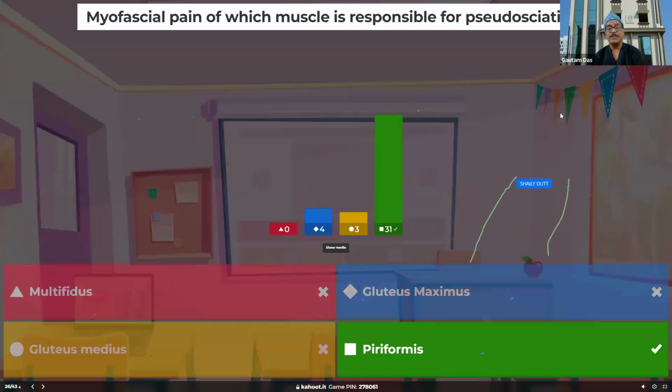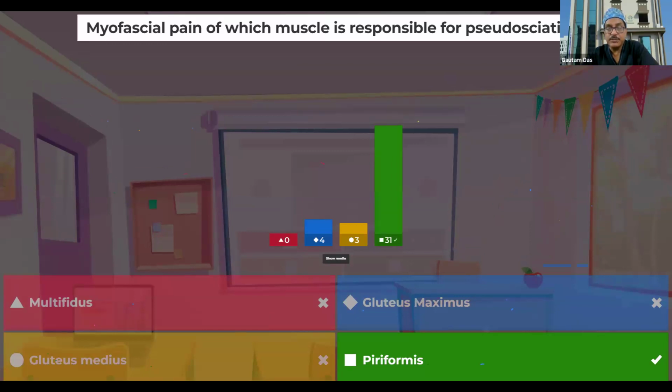Yes, piriformis. Why? Because the sciatic nerve lies just in front of the piriformis muscle. So if there is piriformis myofascial pain, the sciatic nerve might be getting compressed, and we might be thinking that this pain is because of a disc prolapse. That is one of the common misdiagnoses. So piriformis syndrome should be one of the very important differential diagnoses whenever you are thinking of a prolapsed disc.